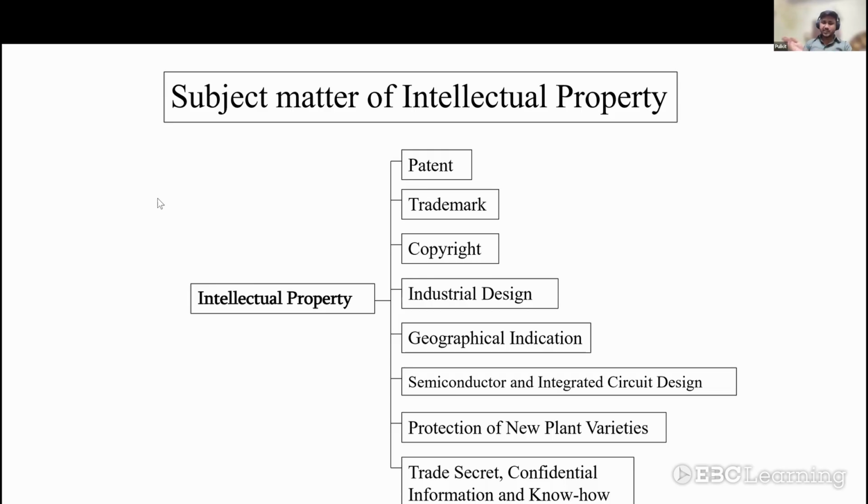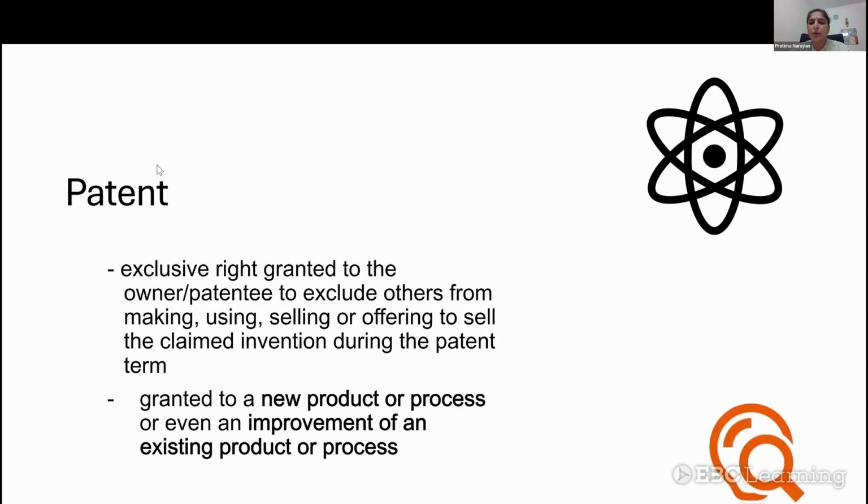Exclusive right to commercially exploit a new invention. Very good. Exclusive right to commercially exploit an invention. Very good. So that is how we look at it. And I'll just run you through some slides here. So this is the way we can sort of define patents.